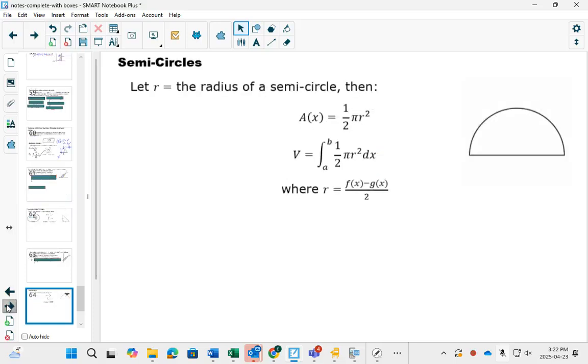Semicircles. If you know the area of a circle, I am hopeful that you can figure the area of half of a circle. It uses some high-level mathematics, but it's too much to explain here, so you'll just have to accept the 1/2 pi r squared.